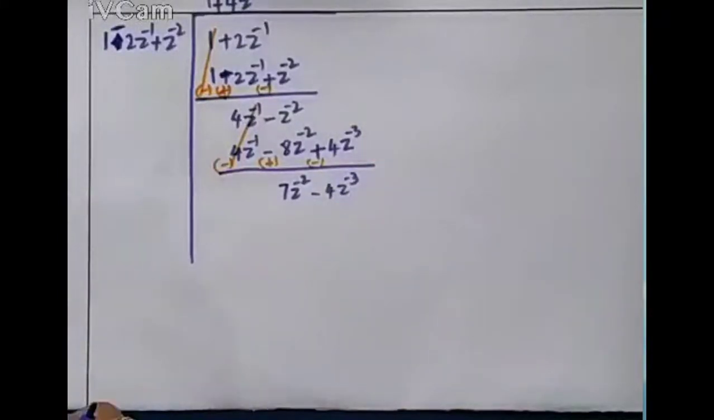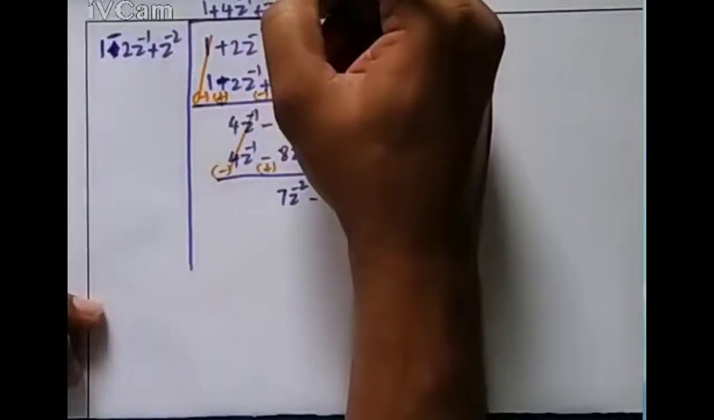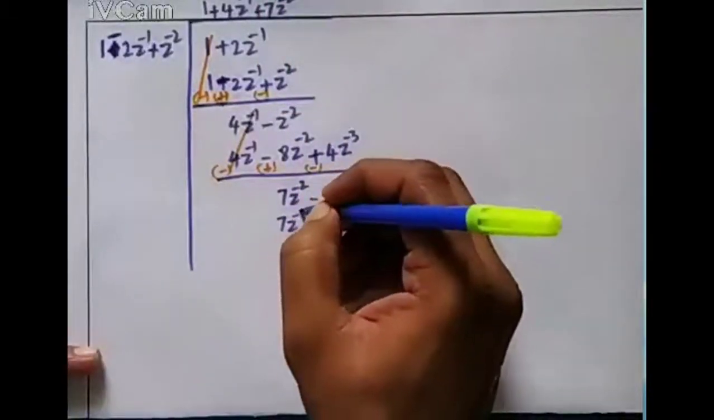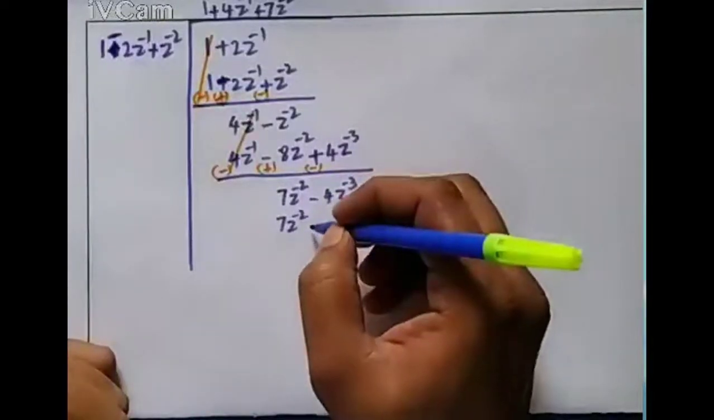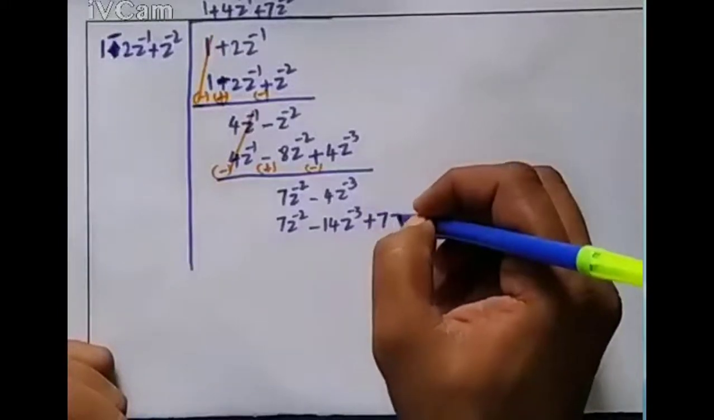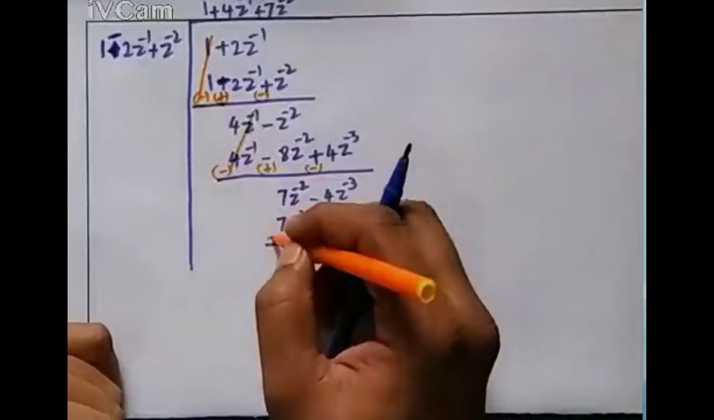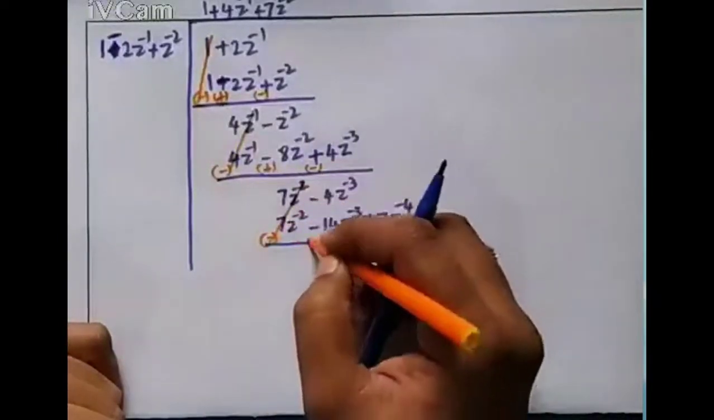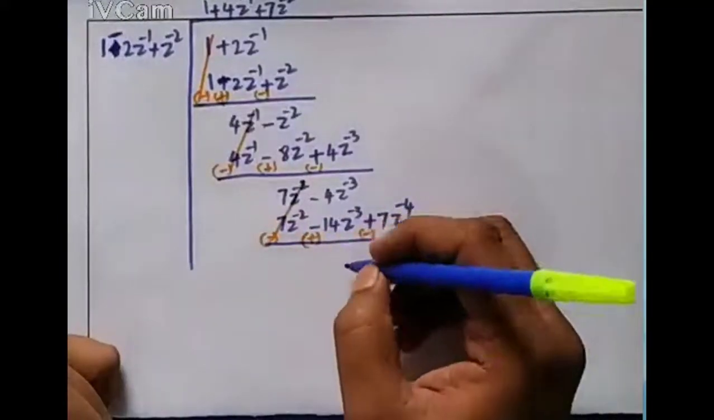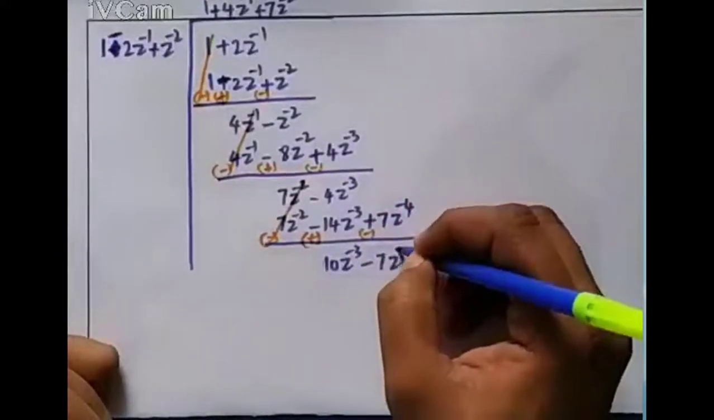Okay, and then I need to multiply with the plus 7z^-2, so that would be 7z^-2 minus 14z^-3 plus 7z^-4. So that would be minus here, and they will get cancelled out. This will become plus and this will become minus. So here I will have 10z^-3 minus 7z^-4.